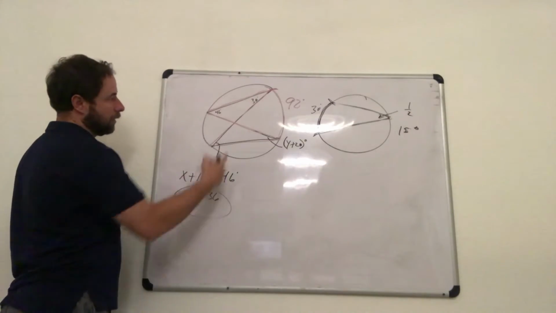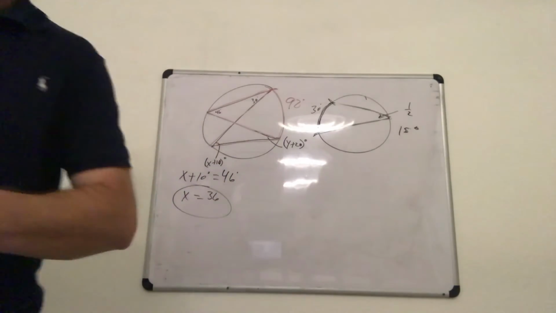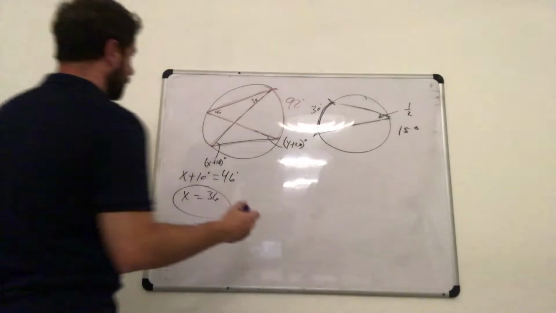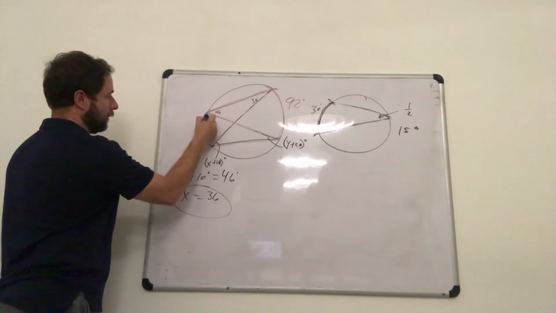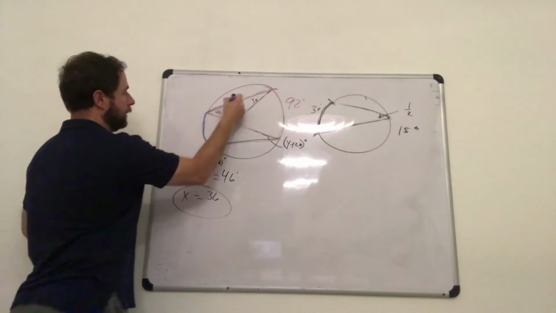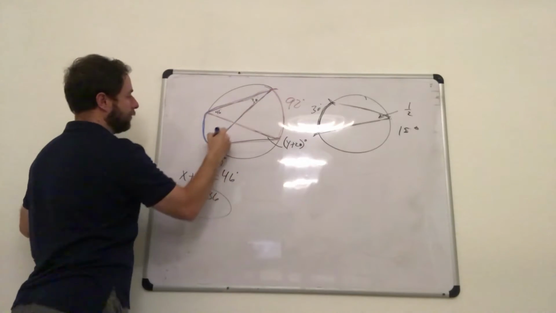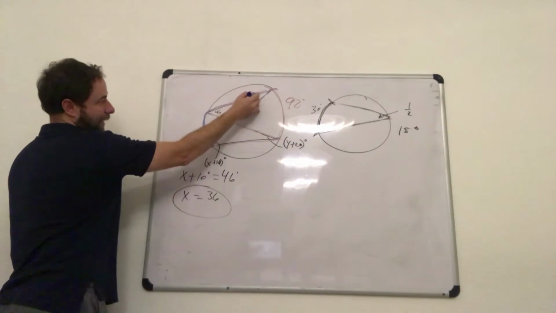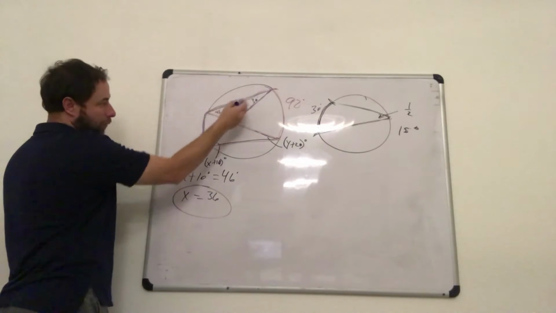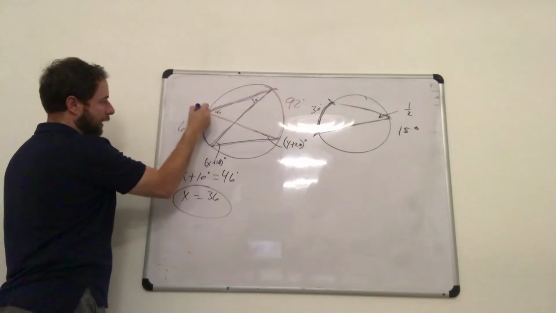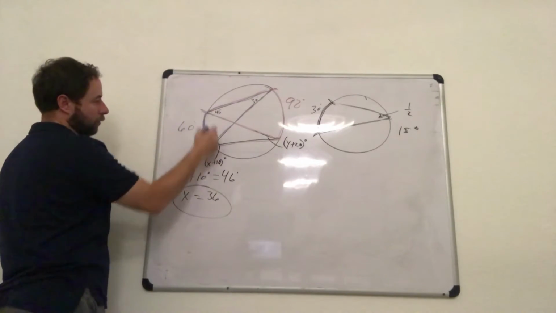Same concept going the other way, and I'll put a blue marker up here. If you look at this arc right here, it is being inscribed by that 30-degree angle. So that's half of its arc. So its arc is double that. So 60 degrees is this arc right here.